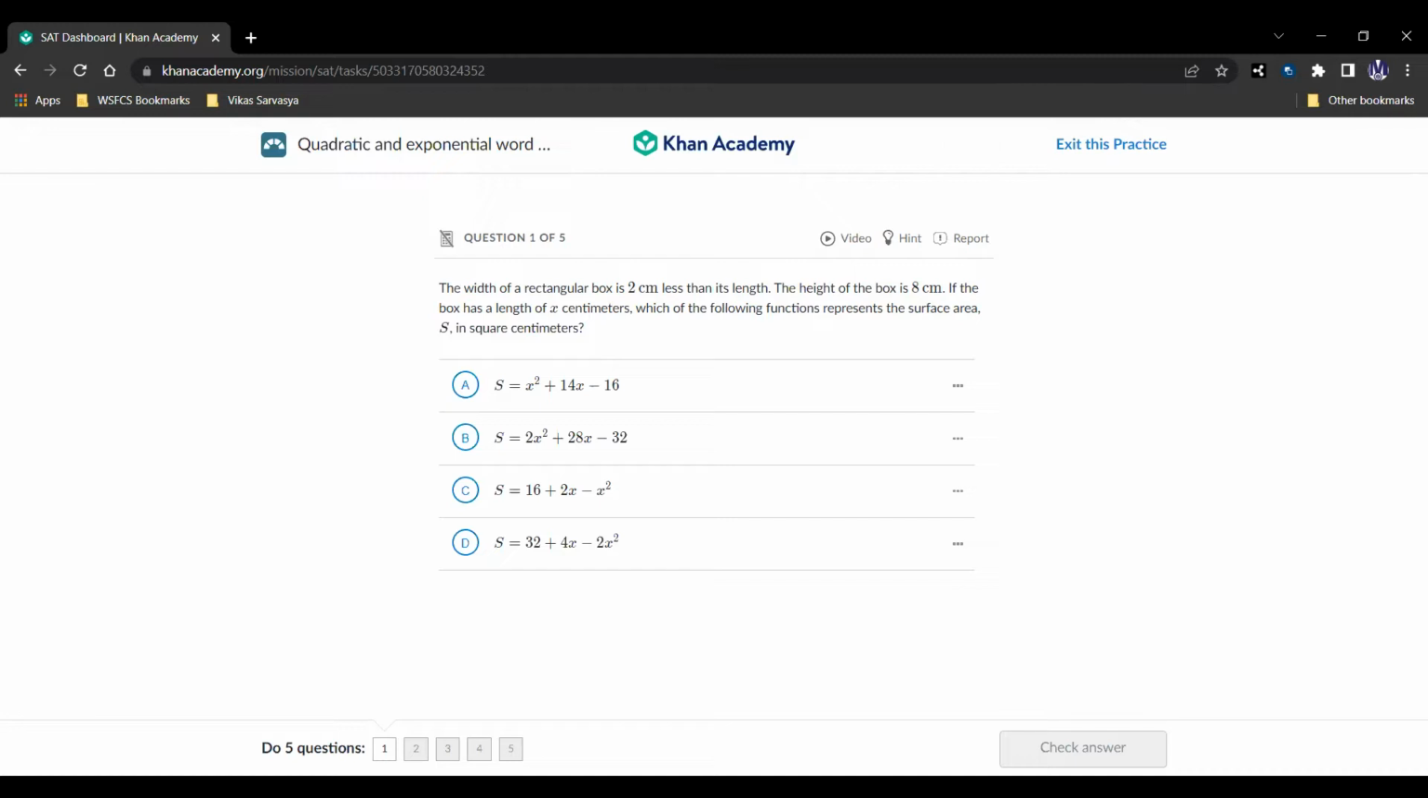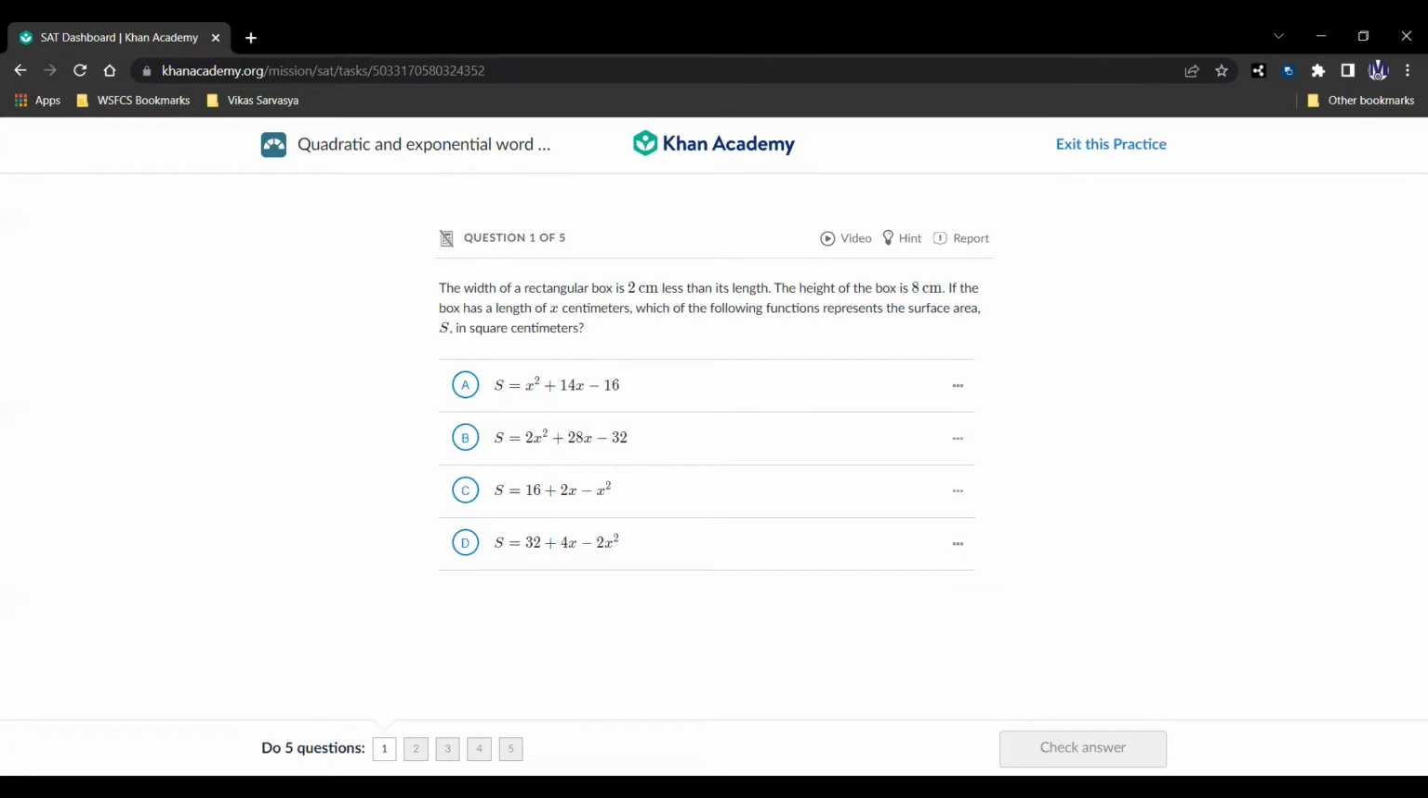With that, let's get on to our first question. Question number 1: the width of a rectangular box is 2 centimeters less than its length. The height of the box is 8 centimeters. If the box has a length of x centimeters, which of the following functions represents the surface area in square centimeters? Well, how are we going to approach this question?